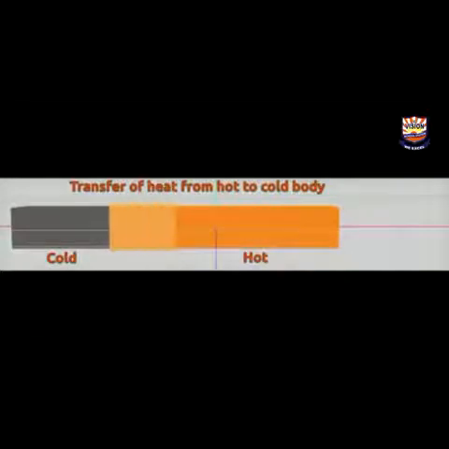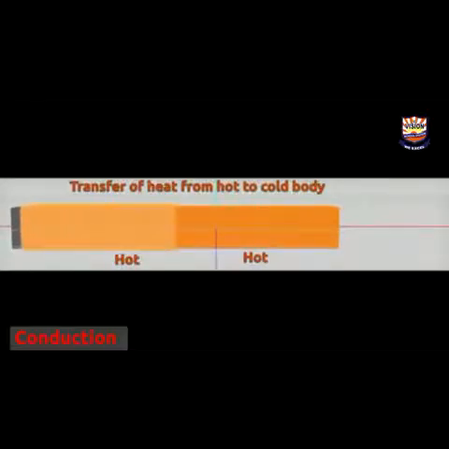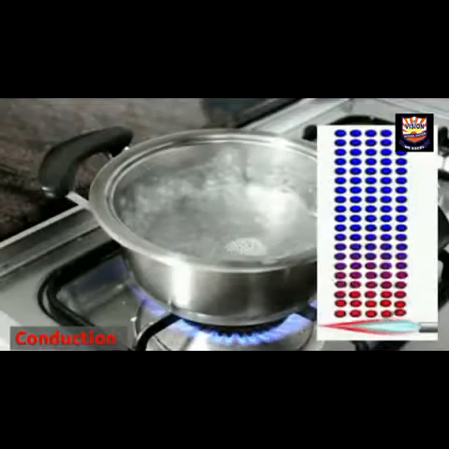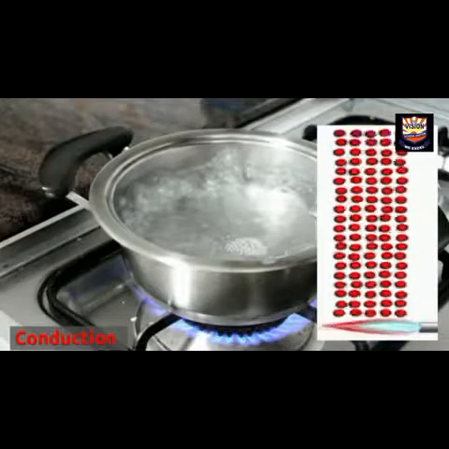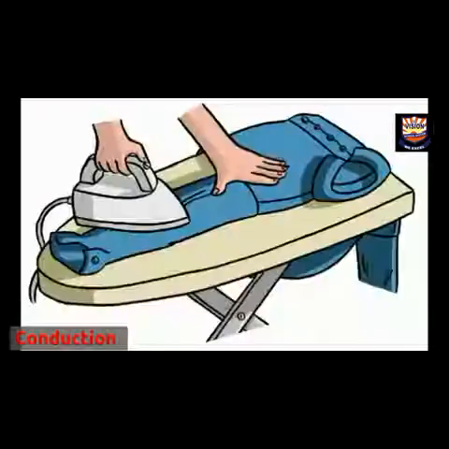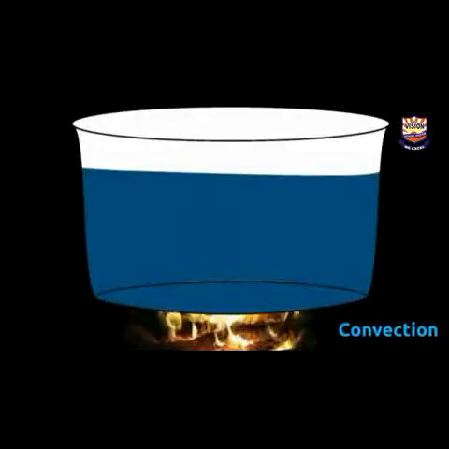When heat from one object gets transferred to another object by direct contact, it is known as conduction. For example, when we make tea, heat from the stove gets transferred to the steel pan because of direct contact, and thus this is conduction. When you iron your clothes, heat energy gets conducted from the iron to the clothes.